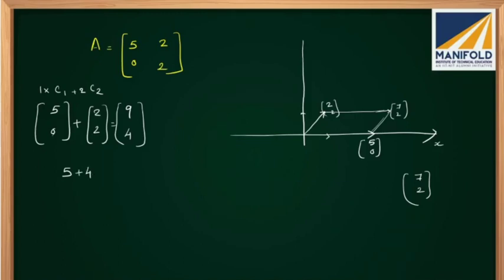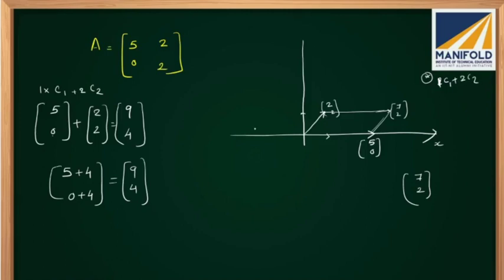Then 1 times 0 is 0, and 0 plus 2 times 2 is 4. So that is 0 plus 4. Which point am I getting? I'm getting the point 9, 4. So that is one point here. It is 9 and 4. This particular point is spanned by 1 times C1 plus 2 times C2.